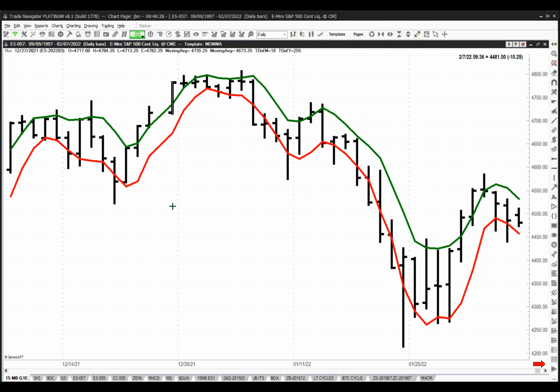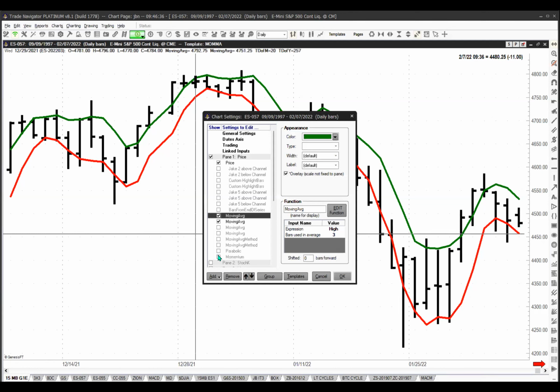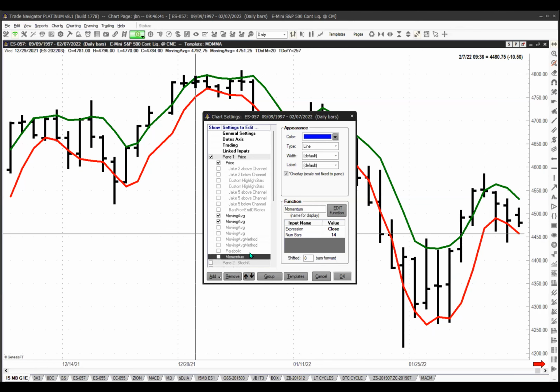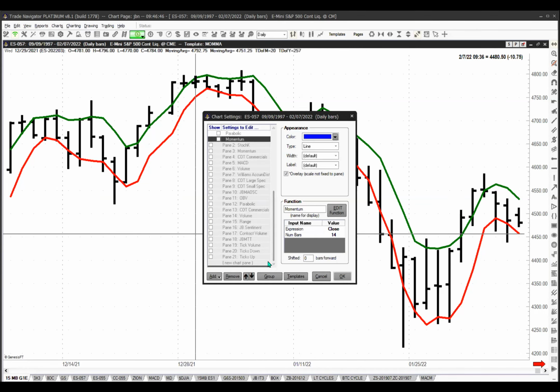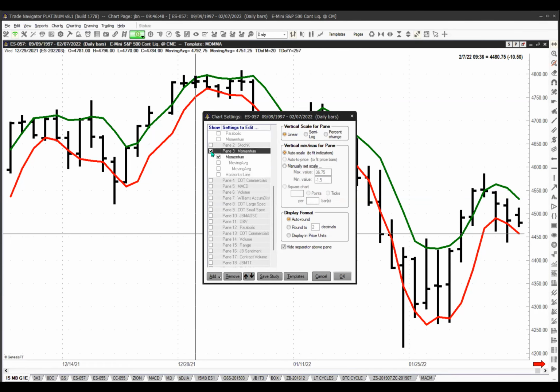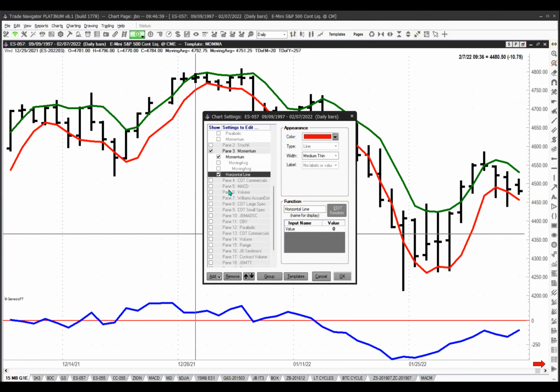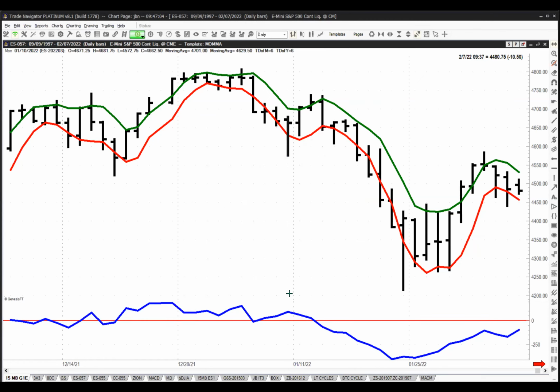I'm going to add a trend indicator to this. The trend indicator will be momentum. Momentum, 14, close. And I'm going to put a 0 line on it. I'll show you what I mean in a moment, like so. So here is the complete package.